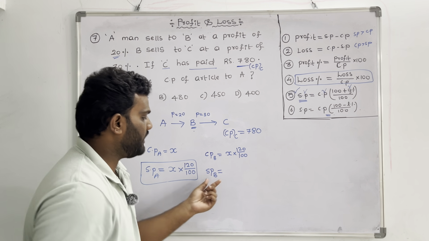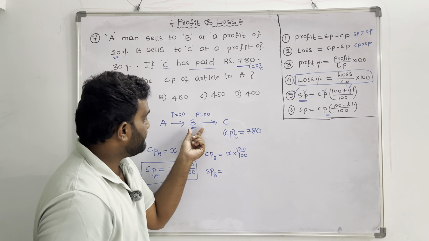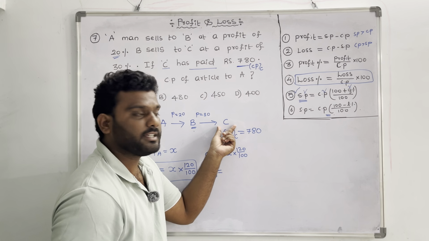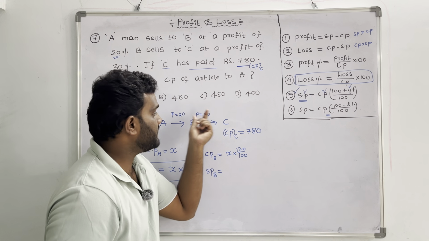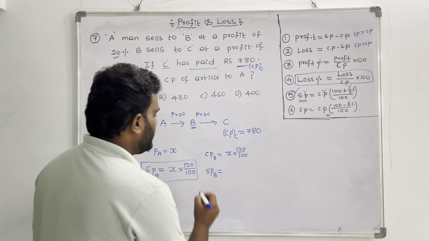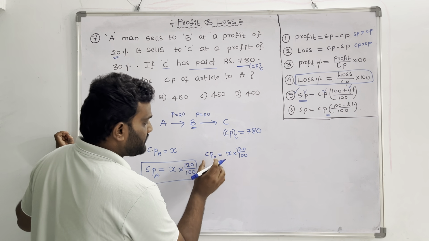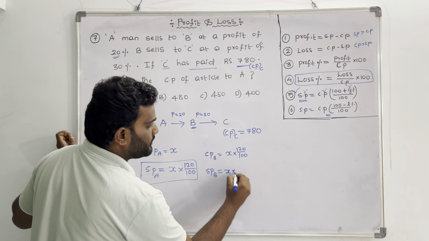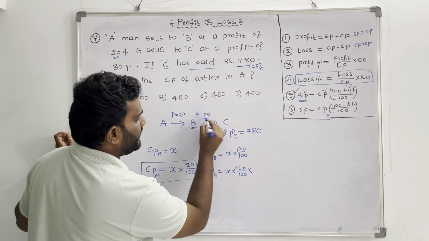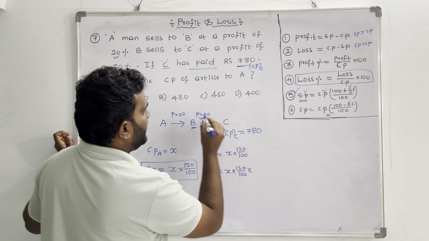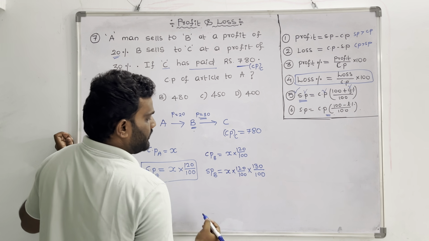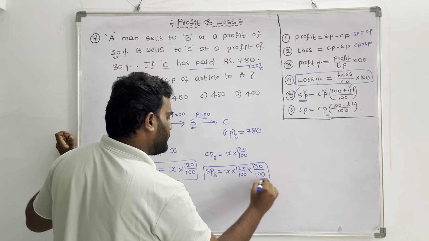Sir, why do we have to find the selling price of B? B is selling to C. So for C, what is the cost price? Whatever B is selling to C, that will become the cost price of C, right? So selling price of B will be cost price into, what is the cost price? 120 by 100 into, since profit is given, what is the formula? 100 plus G, 100 plus 30, 130 by again 100. Okay, this is the selling price of B.